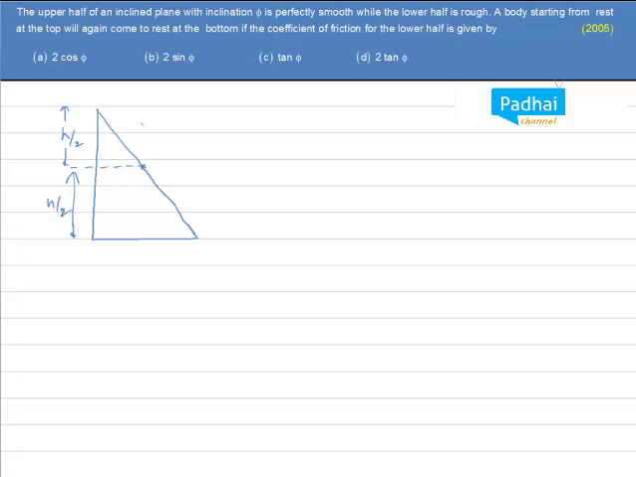So the upper half is smooth. This is phi, and this part is rough. A body starting from rest at the top will move down. It will come again to rest at the bottom if the coefficient of friction for the lower half is given by... First of all, let us assume this path is ABC.